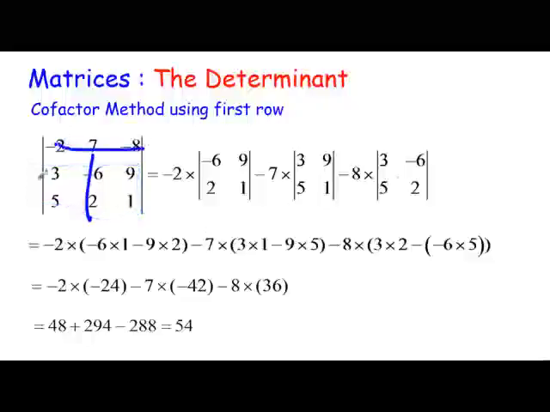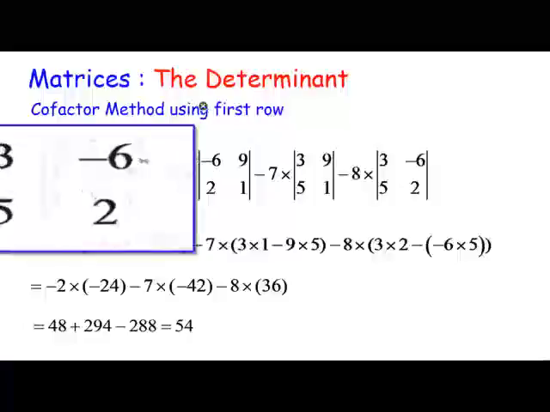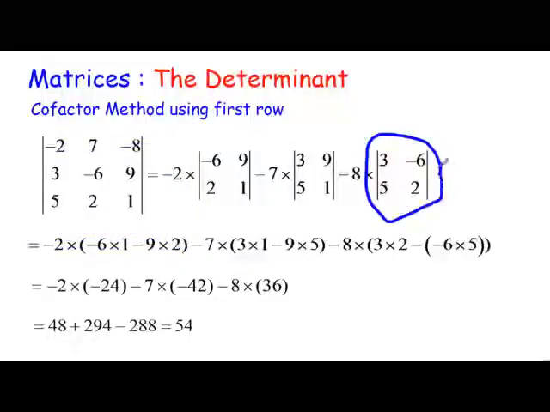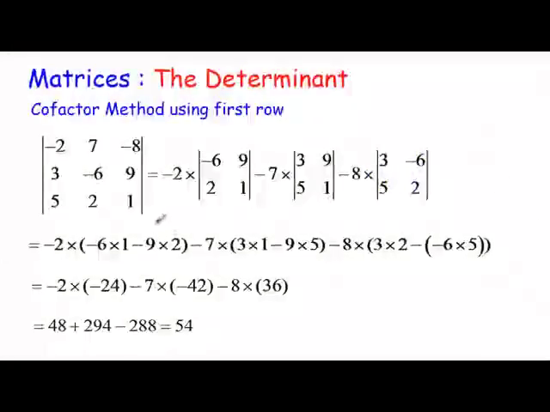Then we go across to the -8, and we just cross out its row and its column again, and then we have this cofactor. You can see here -3, -6, which is over here. Once we've done that, we now try and work it out.